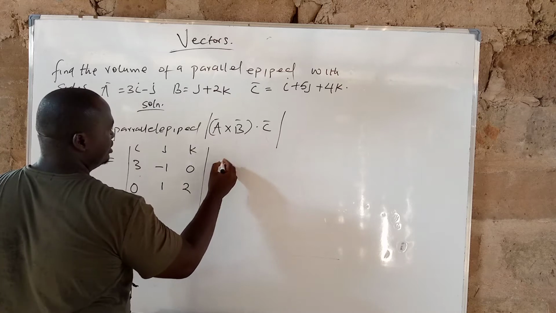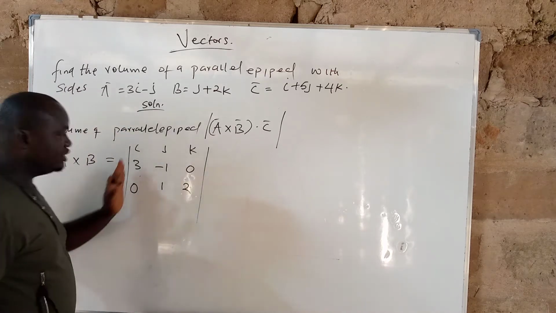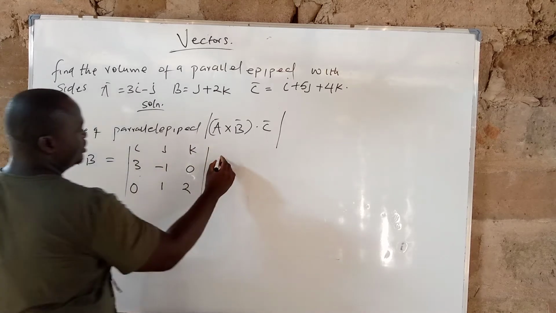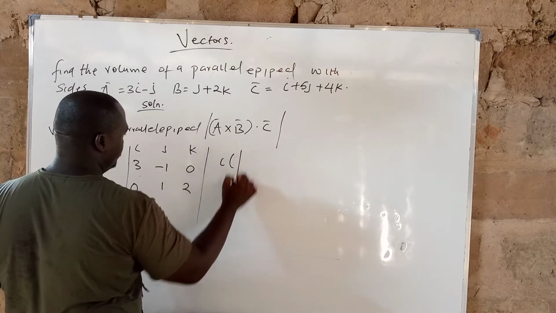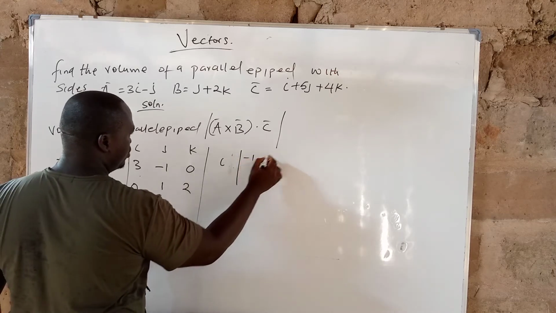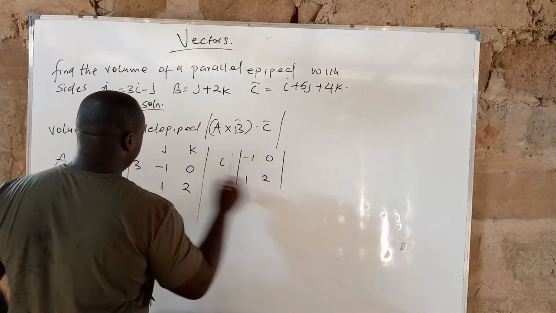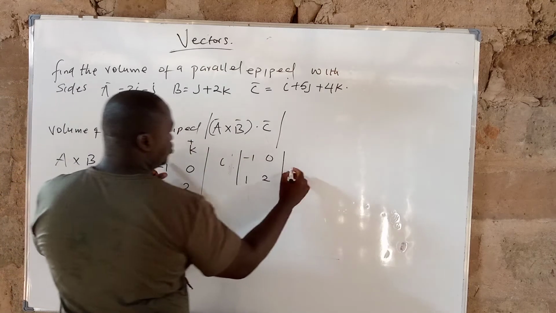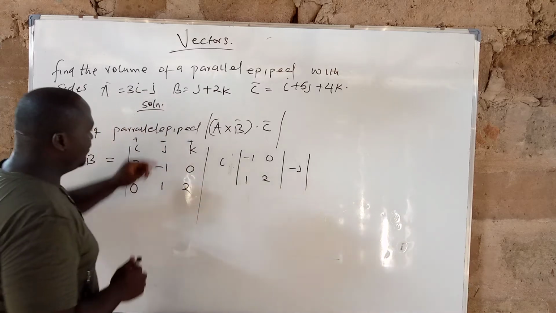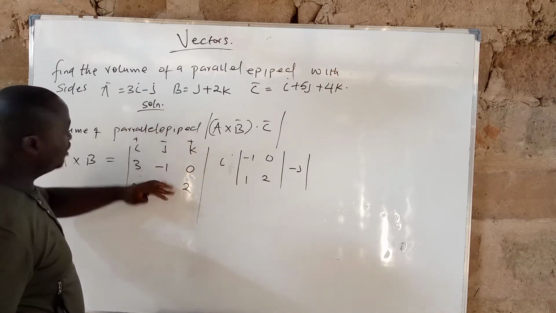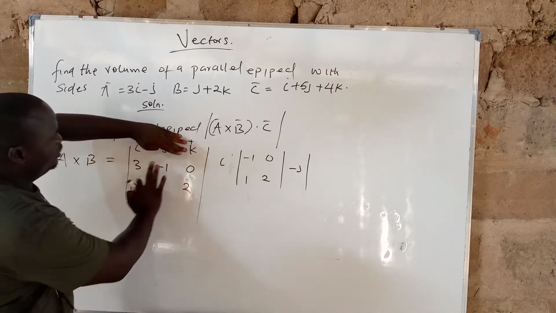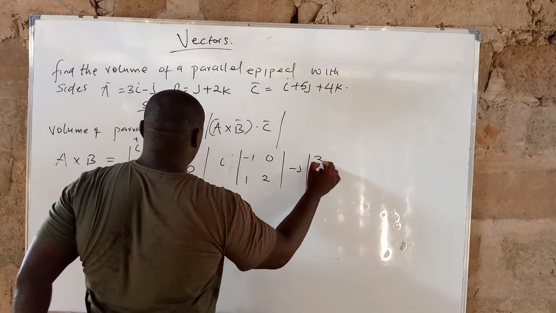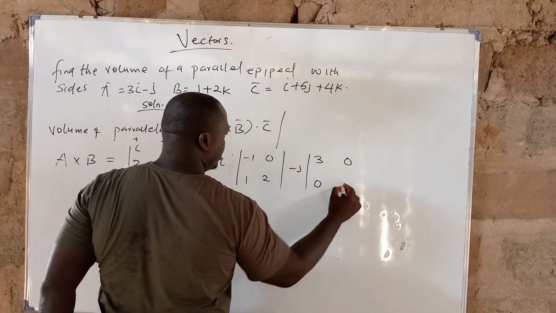You do as if you're not seeing this side. You close this side, and all you'll be seeing is these values. So this is i times the determinant of -1, 0, 1, and 2. Remember, you start with plus, minus, and plus. The next one is -j. Close everything at the down part of j and the two opposite sides. So if you close it, what we'll be seeing is 3, 0, and 0, 2.